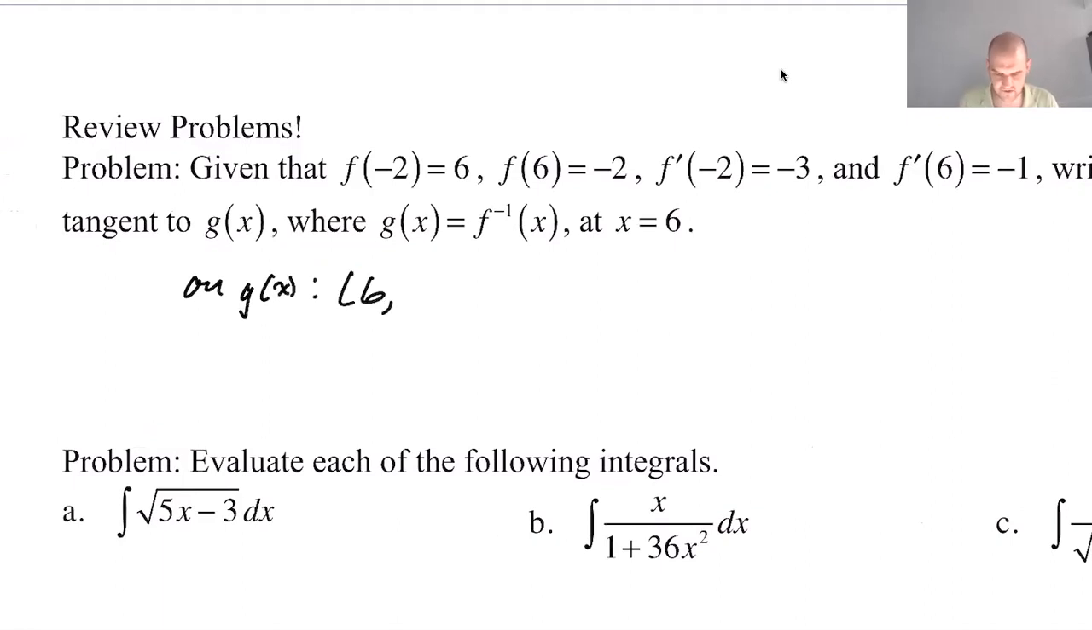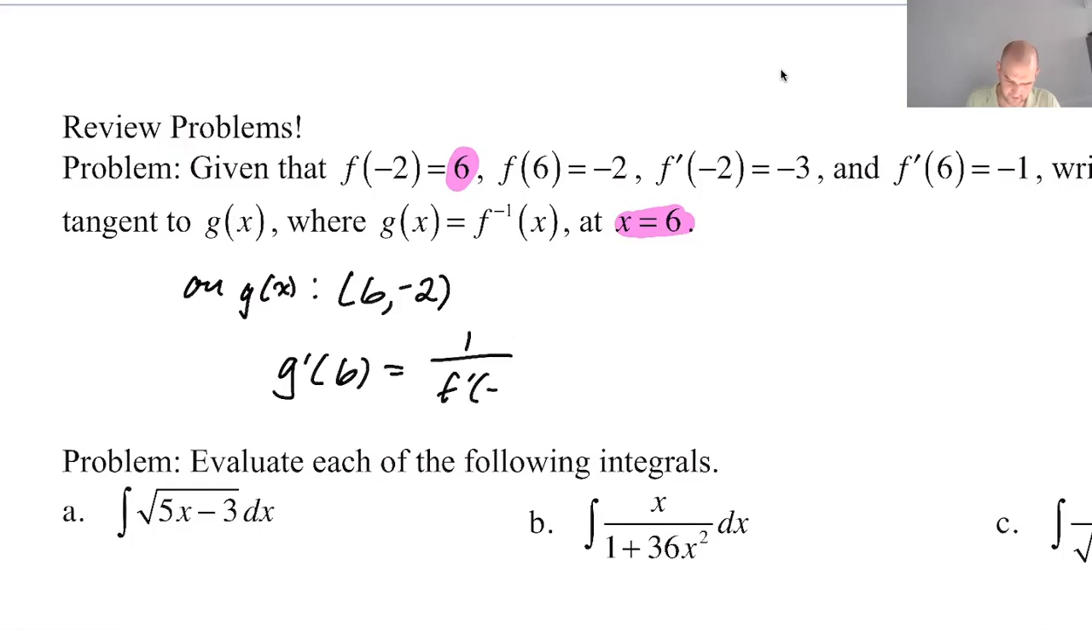So what you do is you go up here and you look for 6. This 6 is the same as this 6. It's a y value for the original function. So on the inverse, we actually have the point 6 comma negative 2. Then the slope, g prime of 6, is going to be 1 over f prime of negative 2. f prime of negative 2 we can find here. So f prime of negative 2 is this.